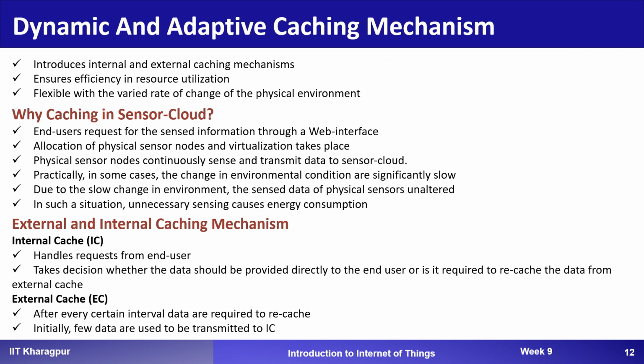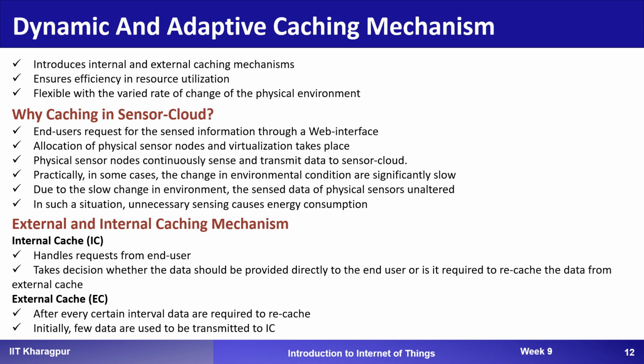Now the caching mechanism in sensor cloud. The dynamic and adaptive caching mechanism in sensor cloud introduces an internal and external caching mechanism, which ensures efficiency in resource utilization. Basically, it is flexible with the varied rate of change of the physical environment.